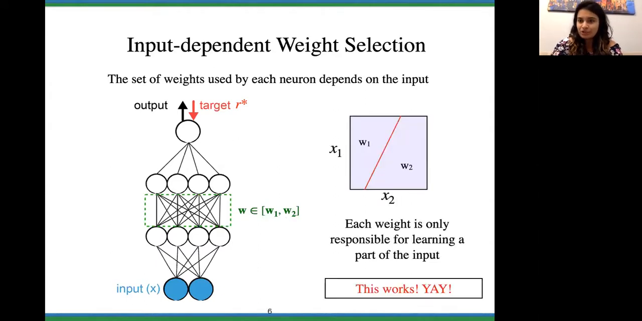And so a simple illustration of that is, consider a 2D input, so just x1, x2, simple. This is the entire input space. And just draw a random line across it, bifurcating the input. And if the input comes in this region, W1 is the weight that's going to be involved in learning. And if it's in this region, it'll be W2. And so each weight is only responsible for learning one section of the input, just a smaller region of the input, which makes this do quite a bit better. And so this works, and this is wonderful.